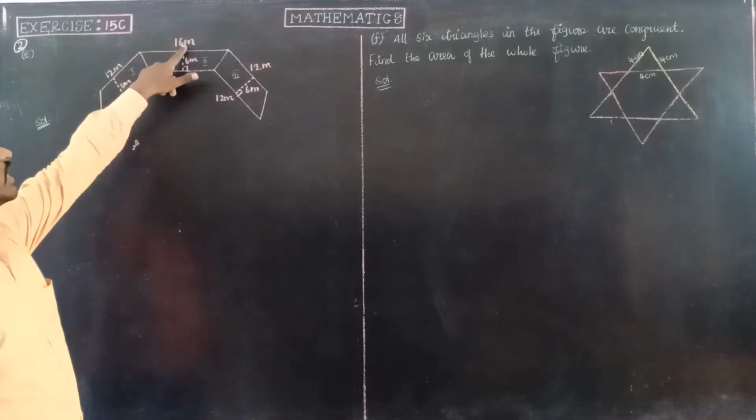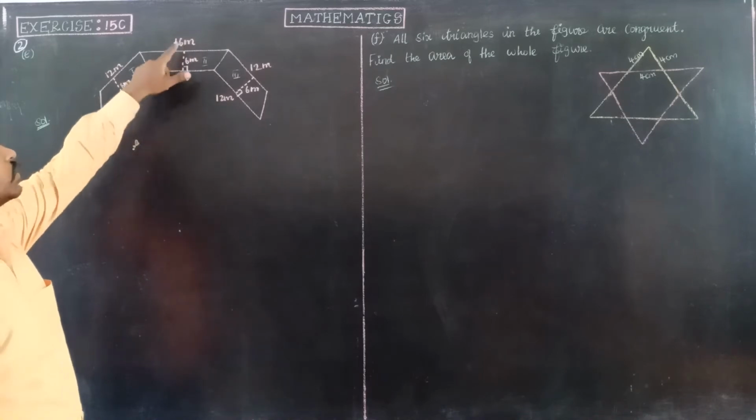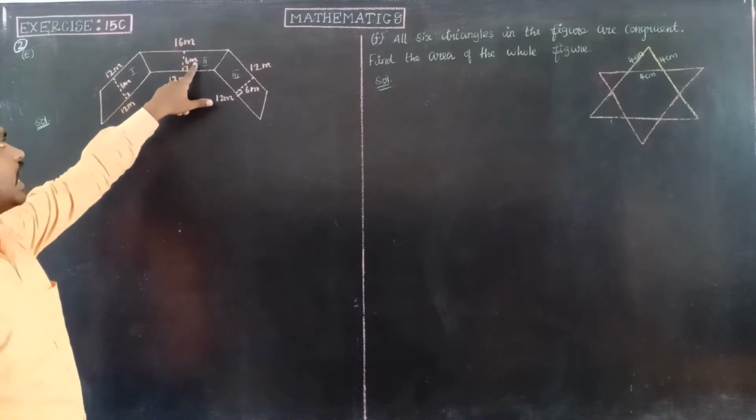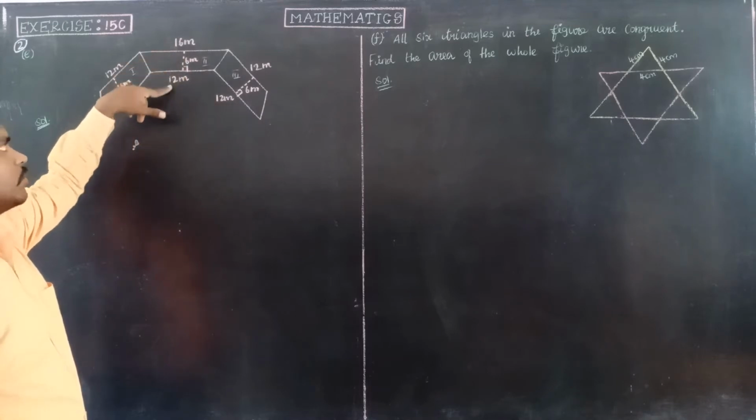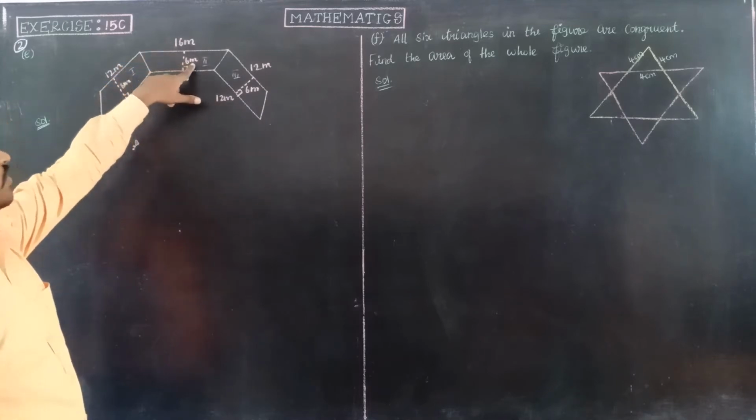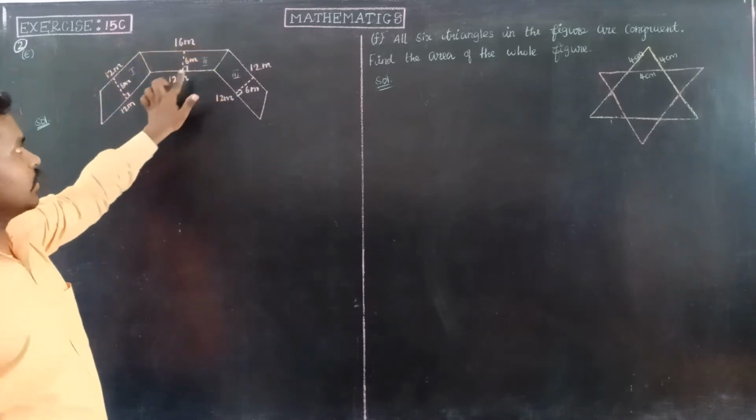One of the sides is 16 meters, another one is 12 meters. These two sides are parallel to each other and the height is 6 meters. So this is a trapezium. The two parallel sides and the height of the trapezium are given, so using the formula we can find the area of the second segment.